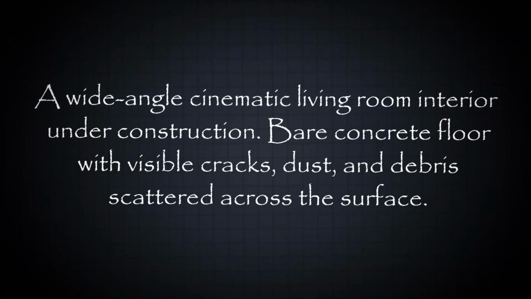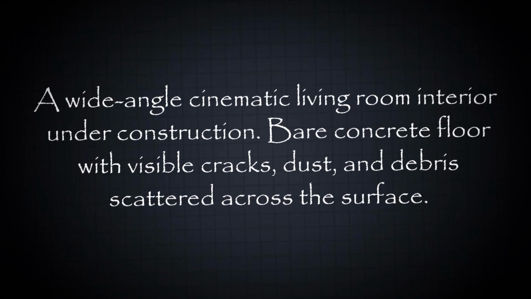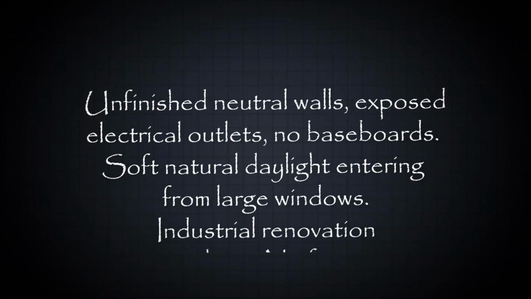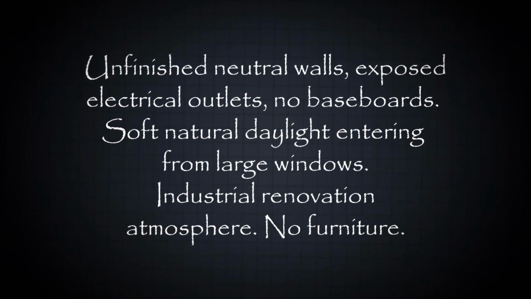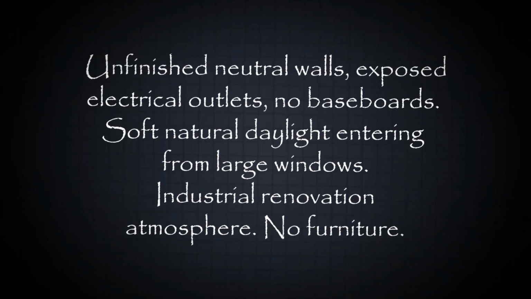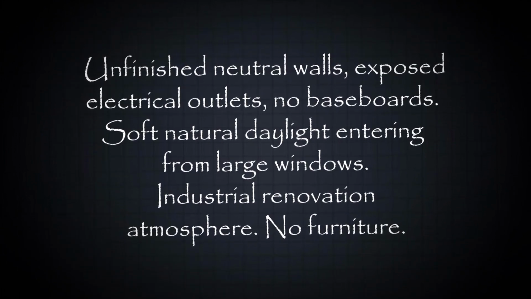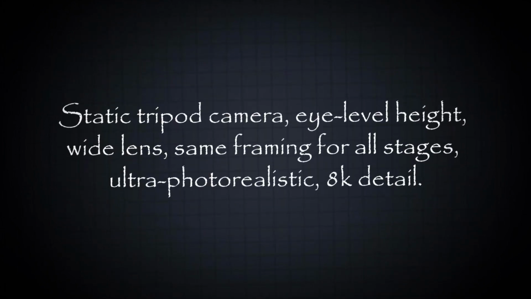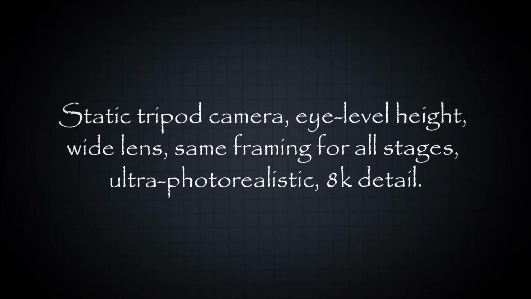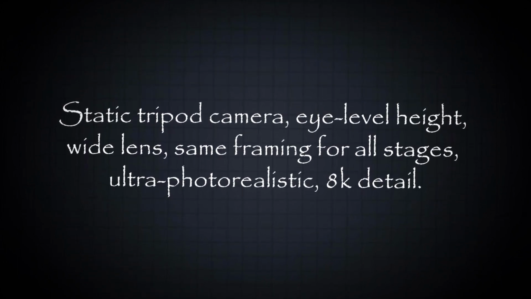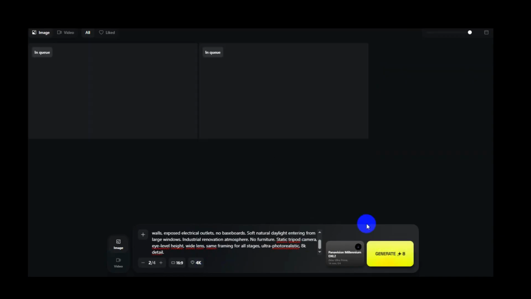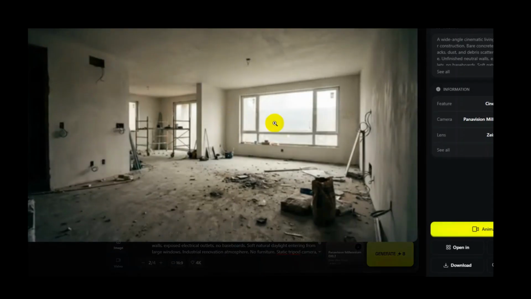Here's prompt 1. A wide-angle cinematic living room interior under construction. Bare concrete floor with visible cracks, dust, and debris scattered across the surface. Unfinished neutral walls, exposed electrical outlets, no baseboards, soft natural daylight entering from large windows, industrial renovation atmosphere, no furniture, static tripod camera, eye-level height, wide lens, same framing for all stages, ultra photorealistic, 8K detail. Paste, generate. It costs about 8 credits. Once generated, I download the best one.